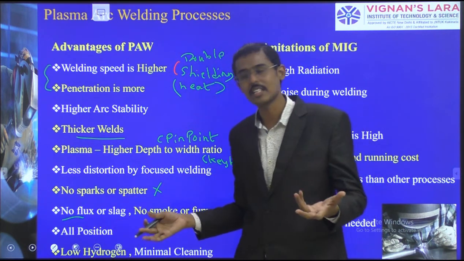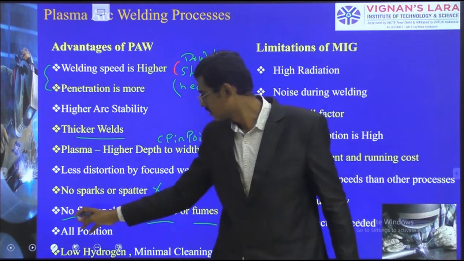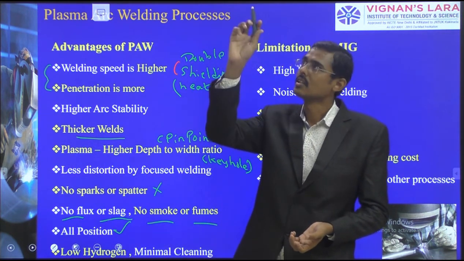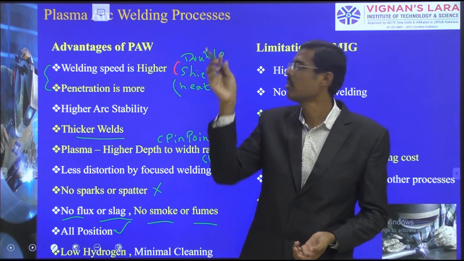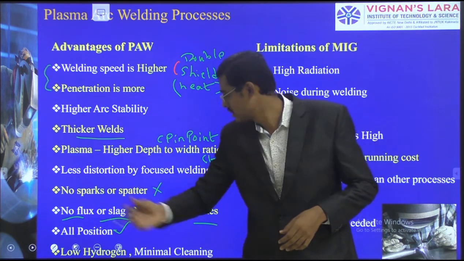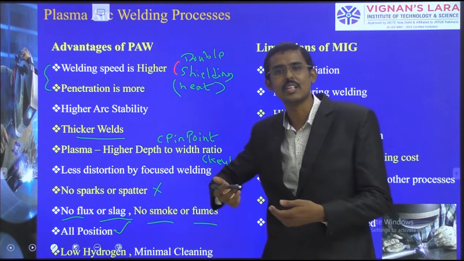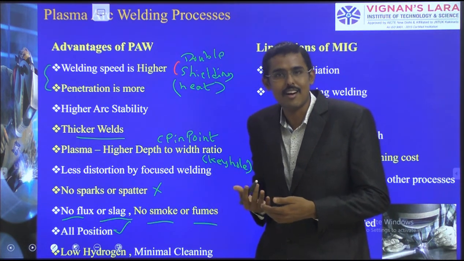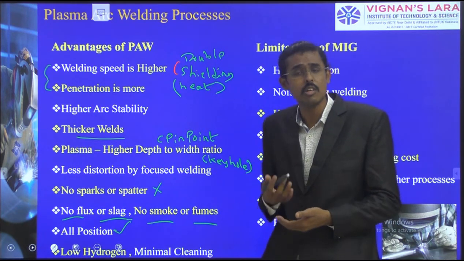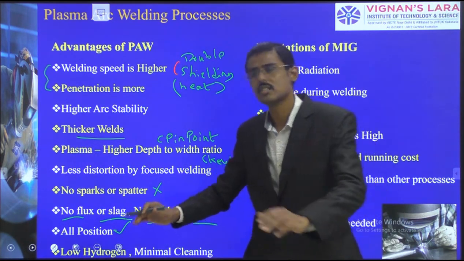No fluxes, no slag, no smoke, no fumes, nothing is there. All position welding, because there is no flux falling down, no problem, we can do an automatic system. Gas shielding can be given overhead, with helium, or instead of argon we can give helium. So all position welding from 1G to 6G can be done. Low hydrogen, minimum cleaning. Low hydrogen means the rutile fluxes or cellulose fluxes are not there, so hydrogen content is not involved. Maybe some atmospheric hydrogen will be involved, but we are giving double protection. Therefore, hydrogen is also reduced.